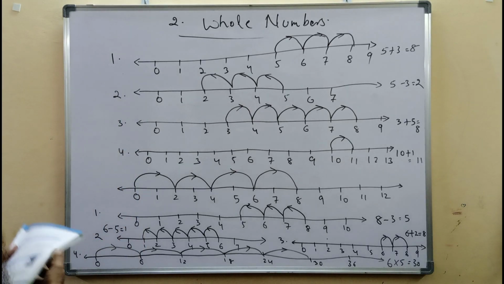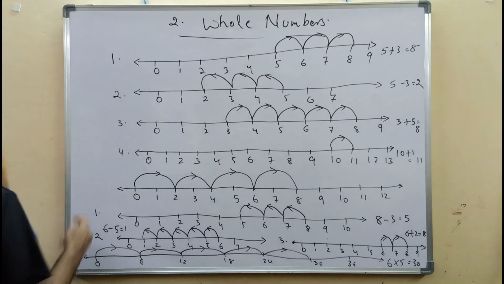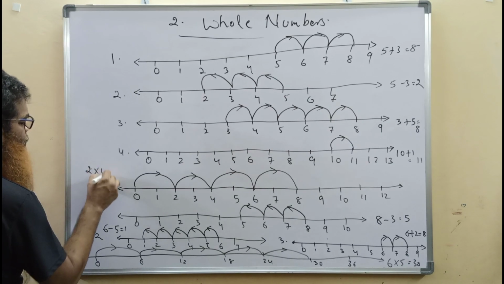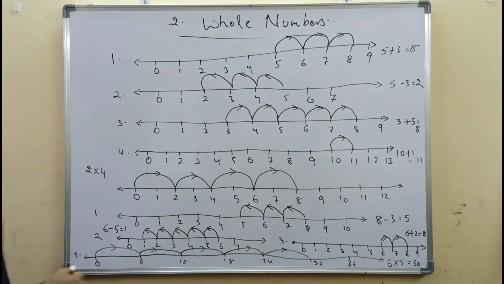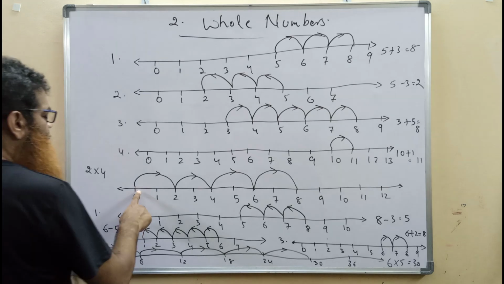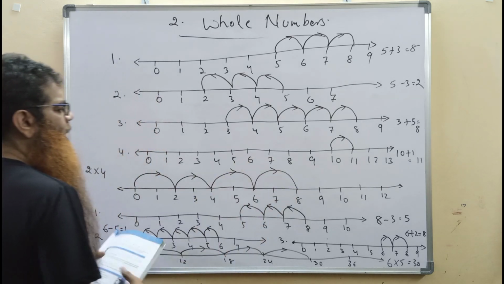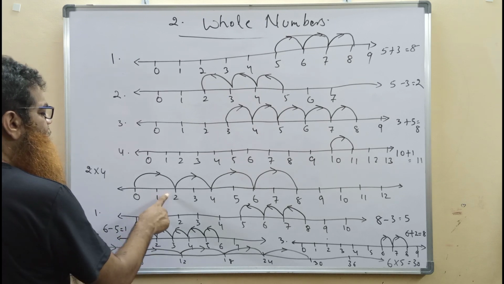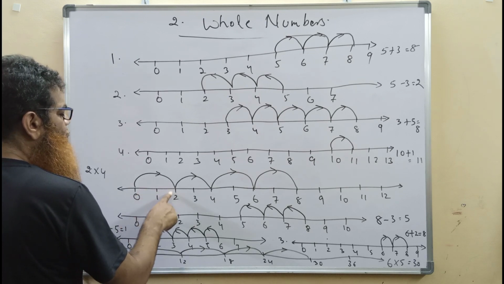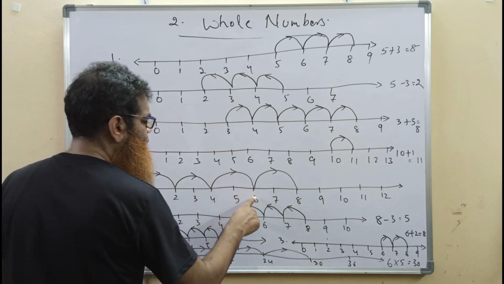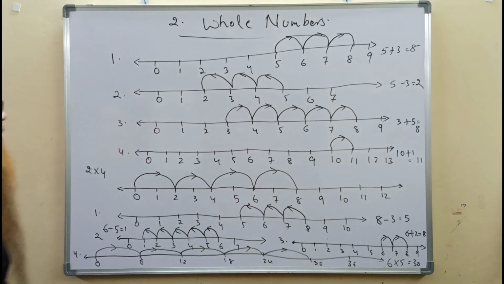Then we are doing 2 multiplied by 4, multiplying 2 with 4. So 2 numbers, we will jump 4 times. Here 0 to 2, 2 to 4, 4 to 6 and 6 to 8. Every time we are jumping 2 numbers when we are multiplying 2 by 4. So we need to jump 2 numbers 4 times, ending up at 8.